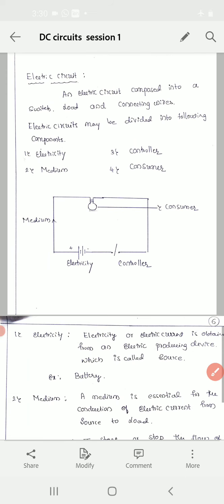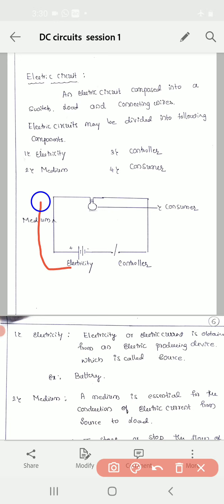Okay. Next, what do you mean by electricity? Electricity or electric current is obtained from an electric producing device, which is called a source. Example, battery. From the battery you can generate electricity, then using a medium, transfer the electric current from the positive terminal to the negative terminal. Okay, this is your electricity. It is also called a source.